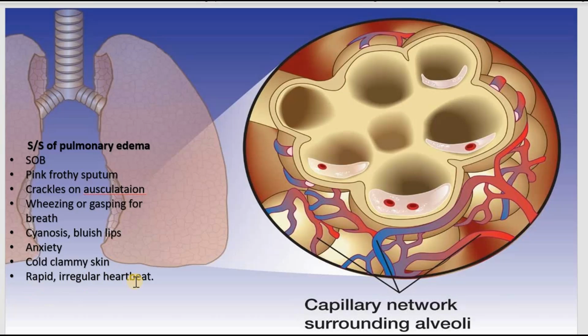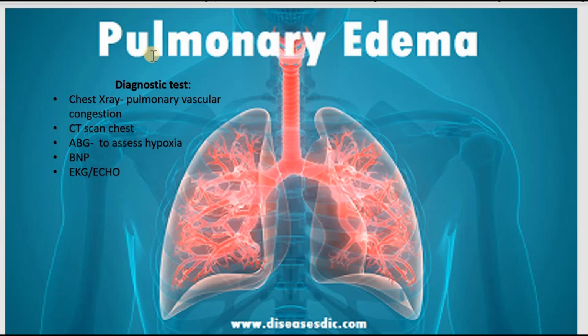How will you diagnose pulmonary edema, or what are the diagnostic tests done? Chest X-ray. Chest X-ray can confirm the diagnosis of pulmonary edema. You look for pulmonary vascular congestion. CT scan of the chest. ABG is done to assess the hypoxia. BNP is done, and if there is an elevated BNP, that indicates an underlying heart condition. EKG is done to identify an abnormal heart rhythm, and echo to identify any problem with the heart muscle or with the heart valve. So what is the treatment for pulmonary edema?